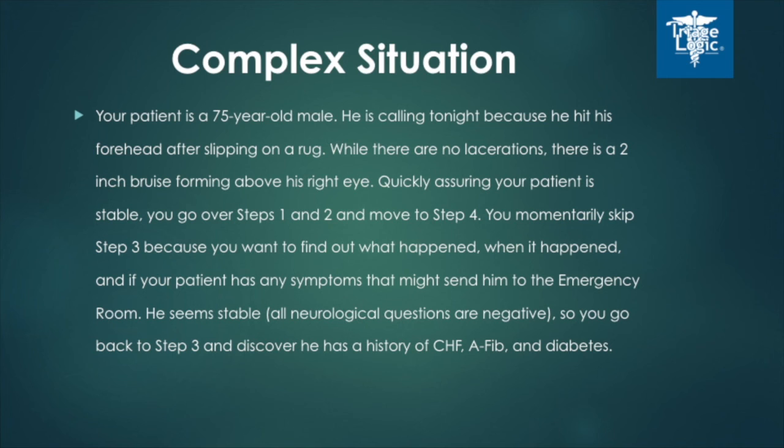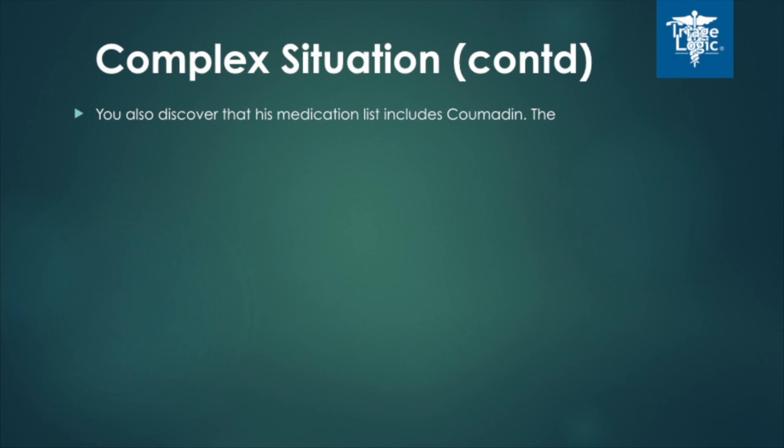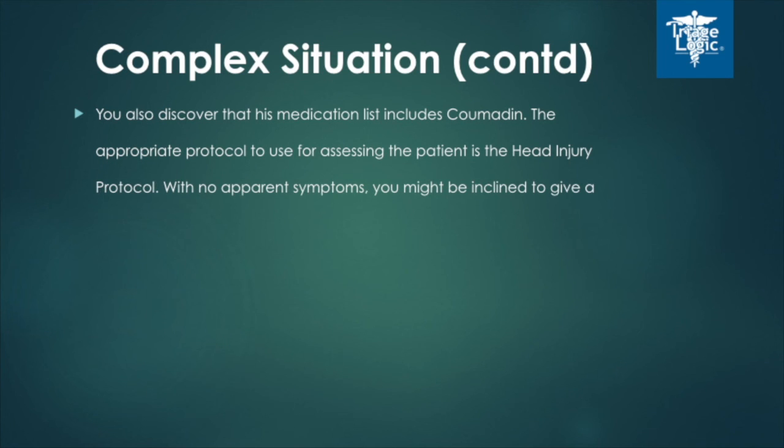Quickly assuring your patient is stable, you go over steps 1 and 2 and move directly into step 4, momentarily skipping step 3, because you want to find out what happened, when, and if your patient has any symptoms that may send him directly to the emergency room. He seems stable. All neuro questions are negative. You go back to step 3 and discover he has a history of congestive heart failure, AFib, and diabetes. His medication list includes Coumadin. The appropriate protocol to use to assess your patient is the head injury protocol.